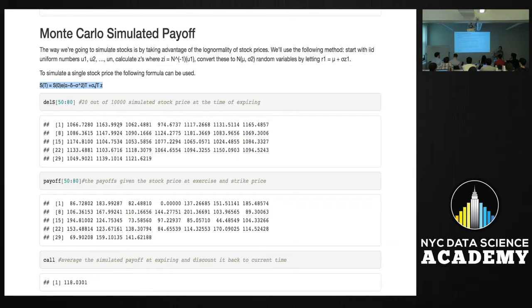Now you want to discount, because there is another term called the time value of money. You want to bring the future dollar amount back to present, so you discount that money back. That is how you get to the call price. That is the average of all the simulated, iterated payoffs, taking the mean of that number and then discounting it back to today, 30 days earlier, which gives me $118 for this call option.